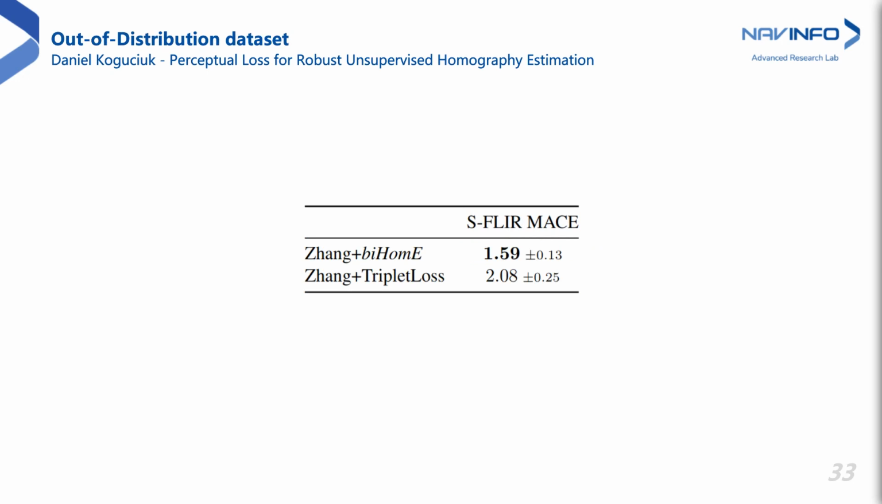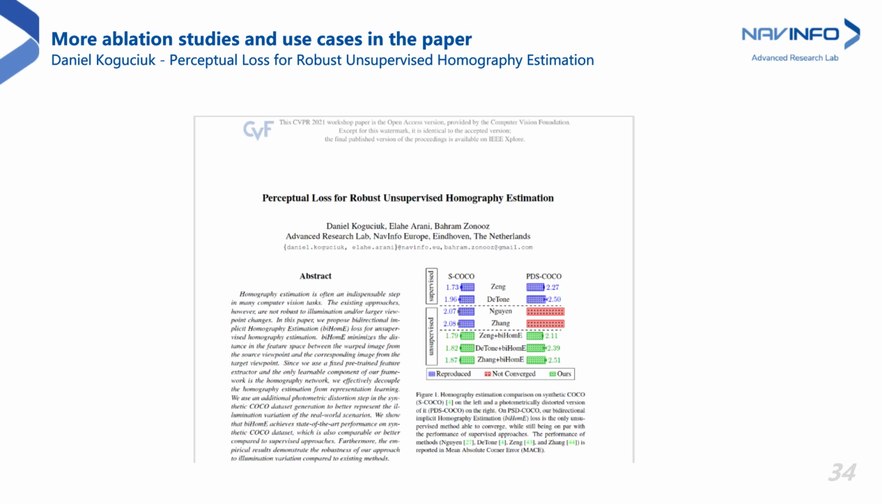One of the shortcomings of using models pre-trained on ImageNet is possible suboptimal results on out-of-distribution datasets. To test this vulnerability, we compare Zhang's method with the original and our loss on a FLIR thermal dataset, preprocessed similar to S-COCO. Although thermal images are vastly different from the color images the loss network was trained on, our loss still achieves better performance. Please take a look at our paper for more ablation studies and use cases.